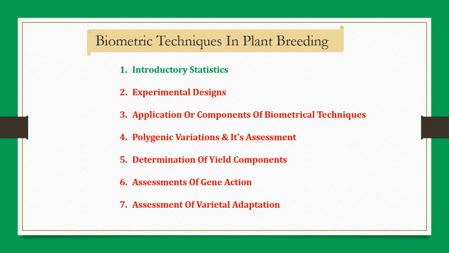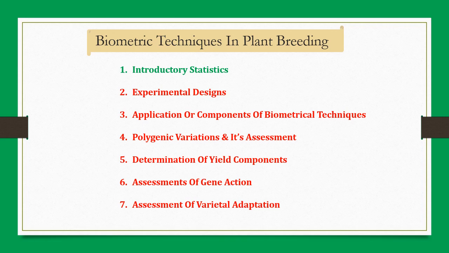After that, we will see different applications, or we can say the components of biometrical techniques which we will further use. After that, we will see polygenic variations, how polygenic variation is measured. For that, what methods are available, like Metroglyph analysis, D-square statistics, and all that. In our fifth lecture, we will see the determination of the yield components, how we can determine the yield components using correlation analysis, path coefficient analysis, and also the discriminant function analysis.